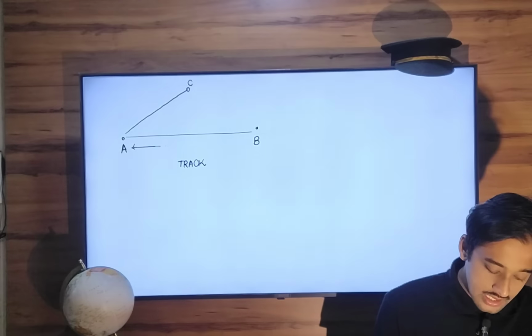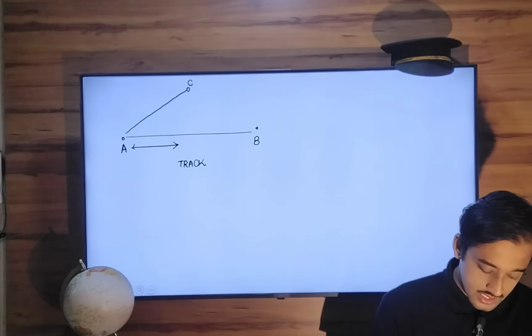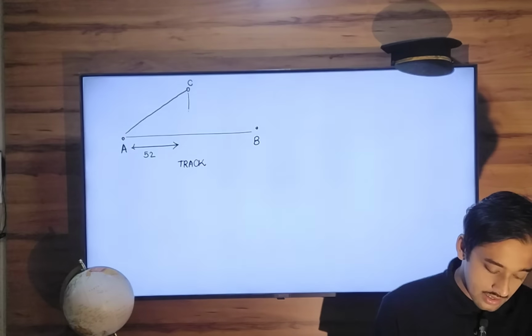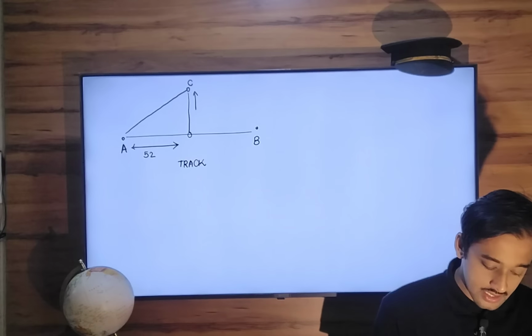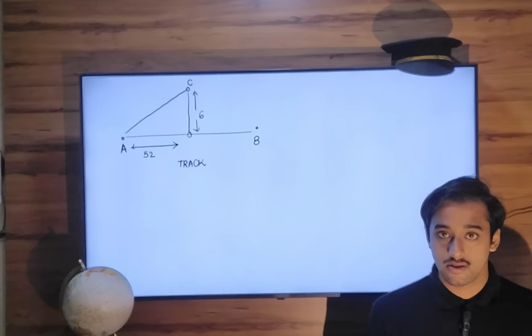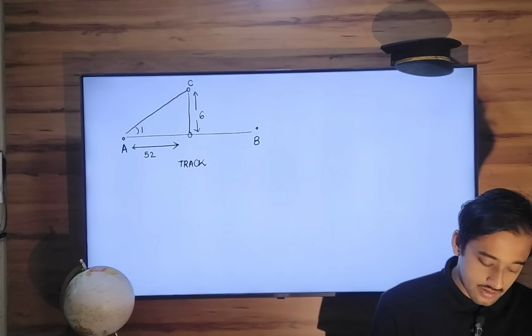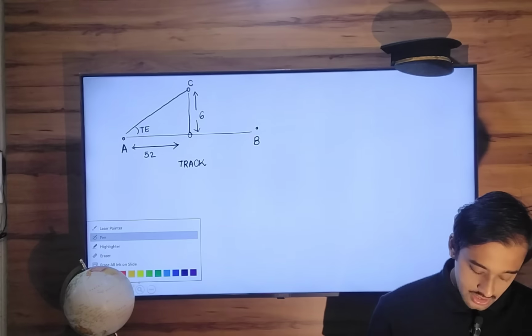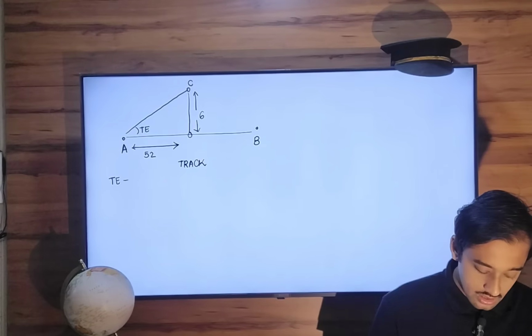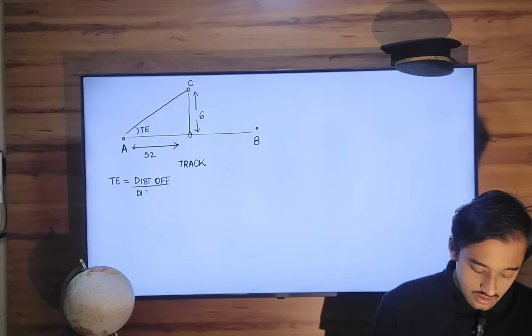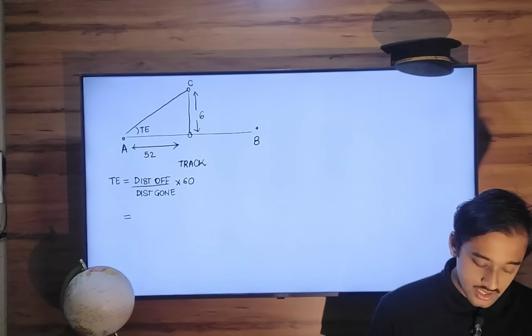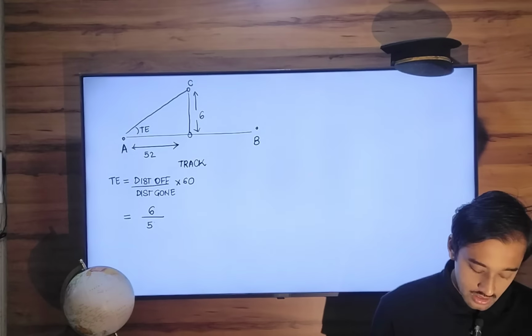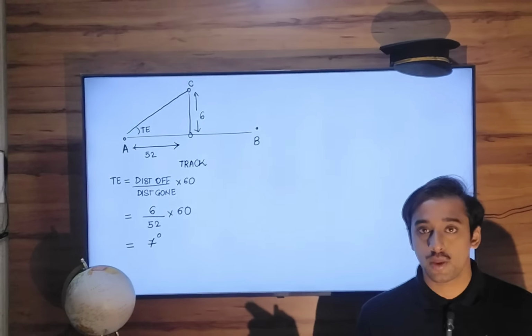Okay. You have flown a distance of 52 miles from A and you are 6 miles deviated from the track. So let's first find track error. Track error is equal to distance off track, 6, divided by distance gone, 52, into 60. This will give you a value of approximately 7 degrees.